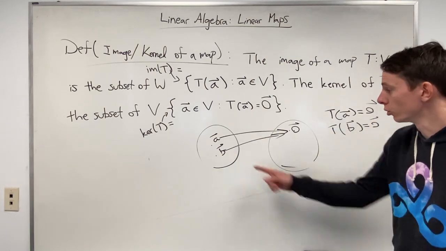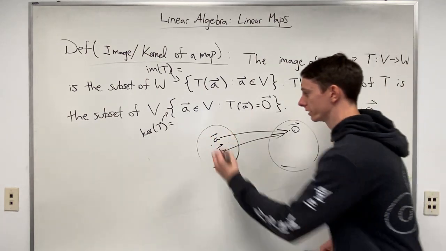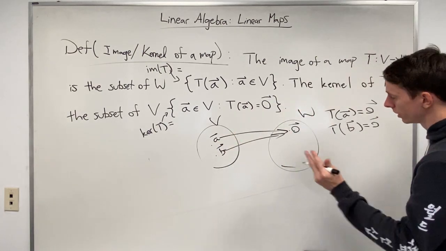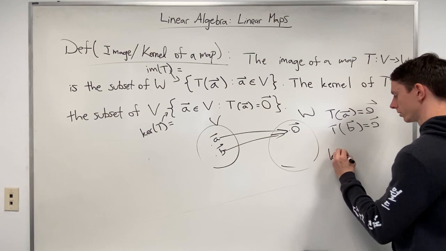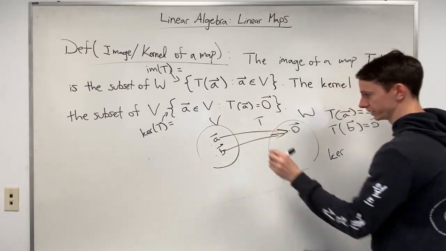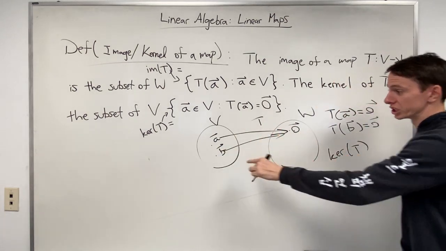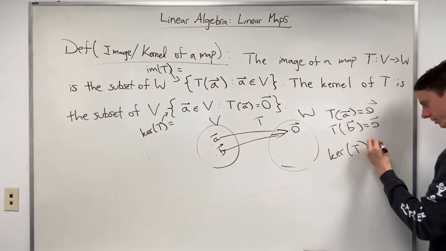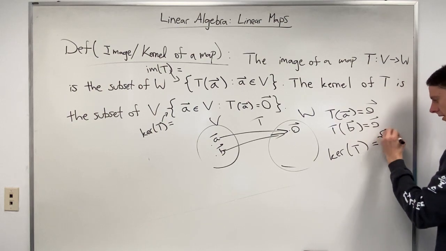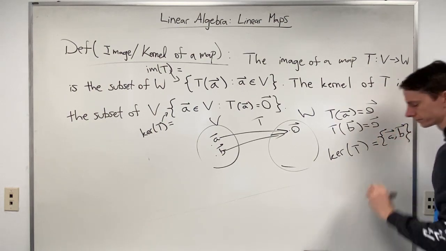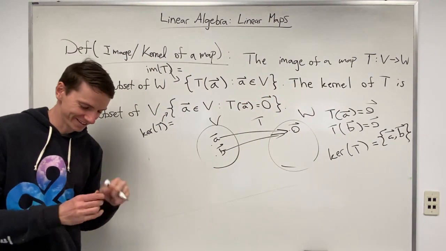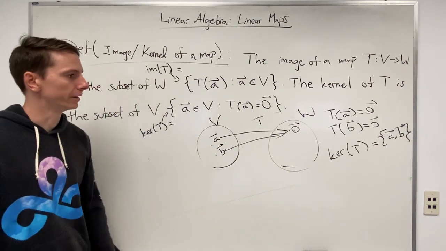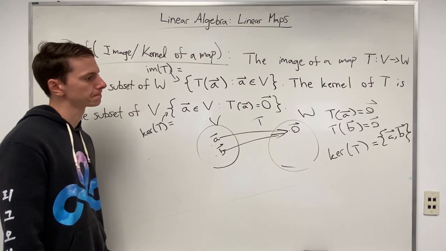Then, and those are the only 2 elements in the domain V which map to the 0 element in the codomain W, then we would say that the kernel of this map T would just be these 2 vectors, the vectors or the elements in the domain that map to 0 in the codomain, right? So it'd be A and B. Again, hopefully this sounds familiar, and we've seen this at some point before.